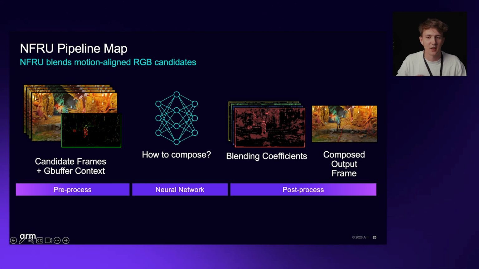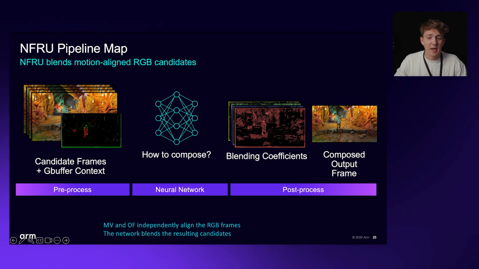To start with, we take our two neighboring RGB frames and we construct our candidate frames. We do this by using optical flow and motion vectors to warp each of the frames towards the intermediate time step. This will produce four possible versions of the intermediate frame, which we call candidate frames. Once we have the candidates, the question is, how should they be composed? The network uses the candidates and a little bit more context to predict blending coefficients, and these describe how much each candidate should contribute to the final frame. Then finally, we apply these coefficients to the candidate frames to produce the final RGB image.